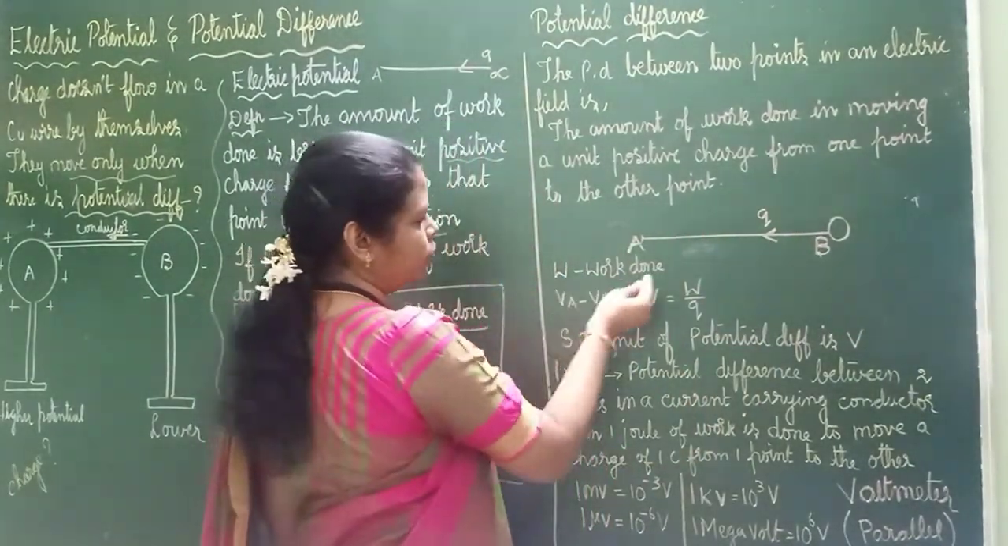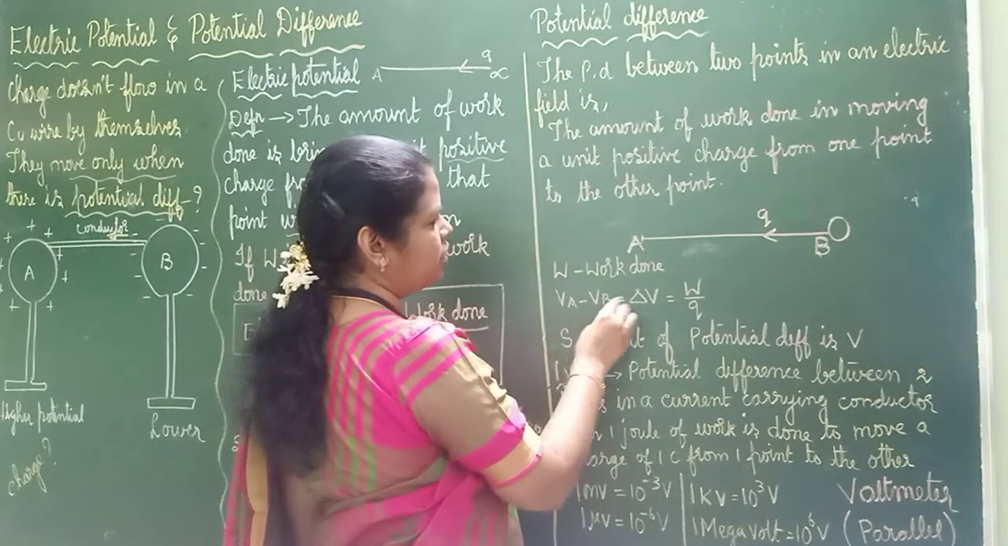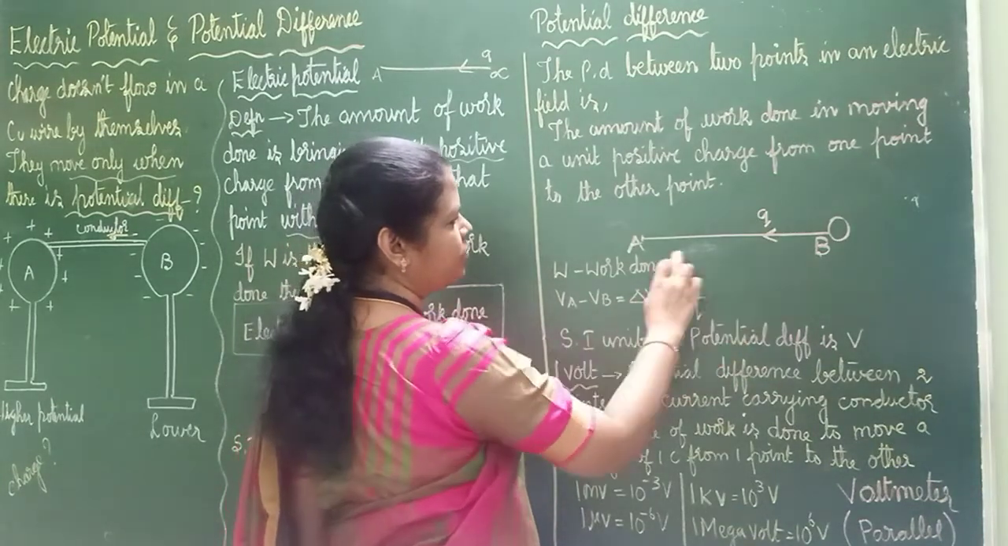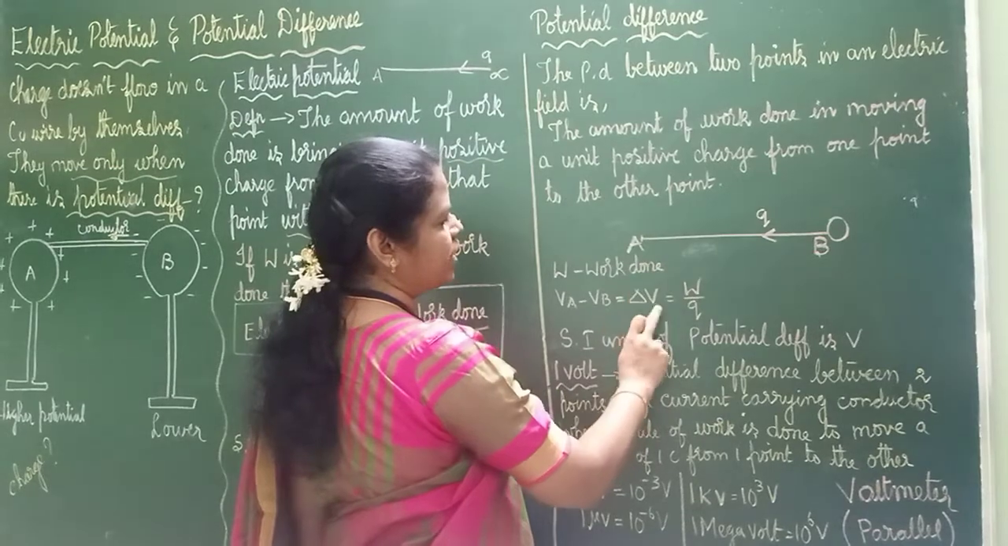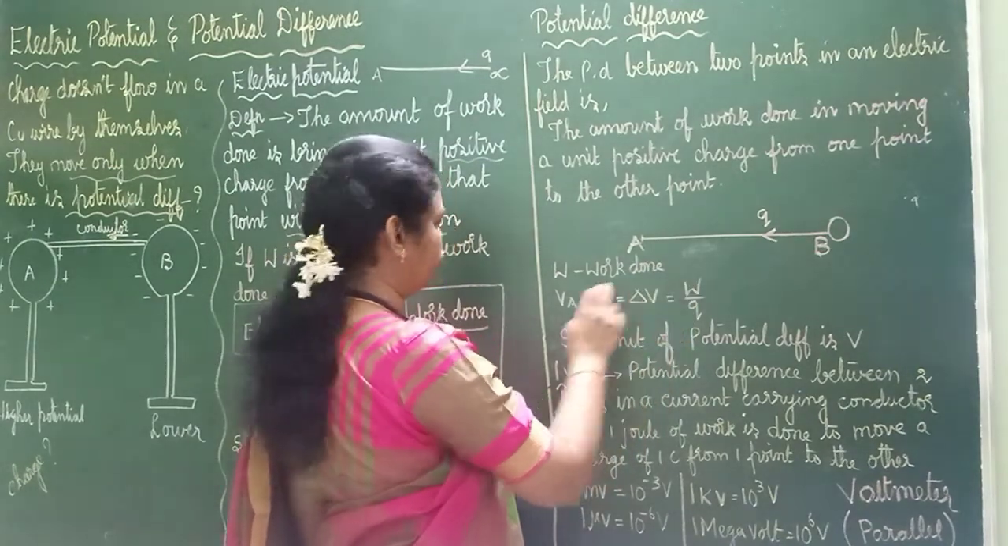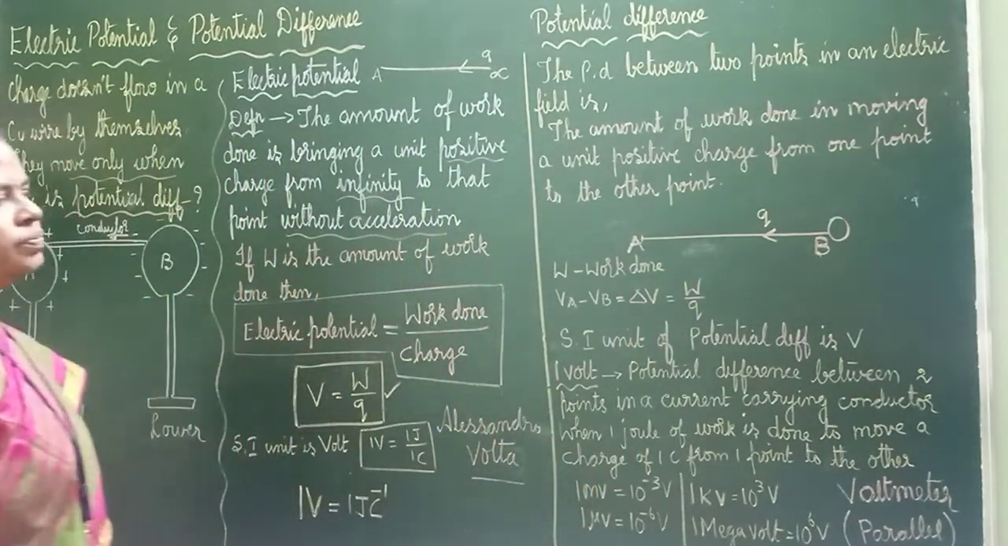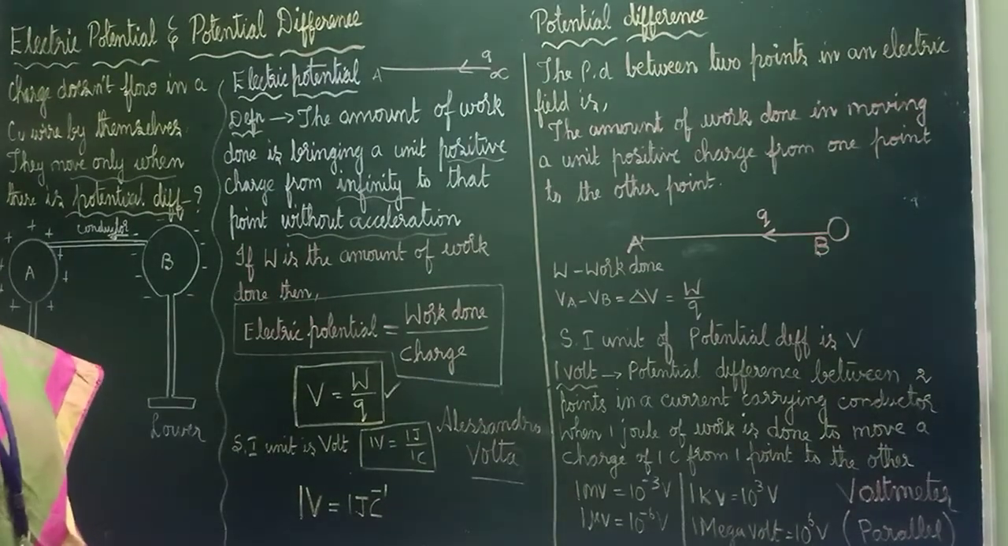So W is equal to work done. If you want to find out the difference between VB and VA, VB minus VA, you can take it as V. V is equal to W by Q.